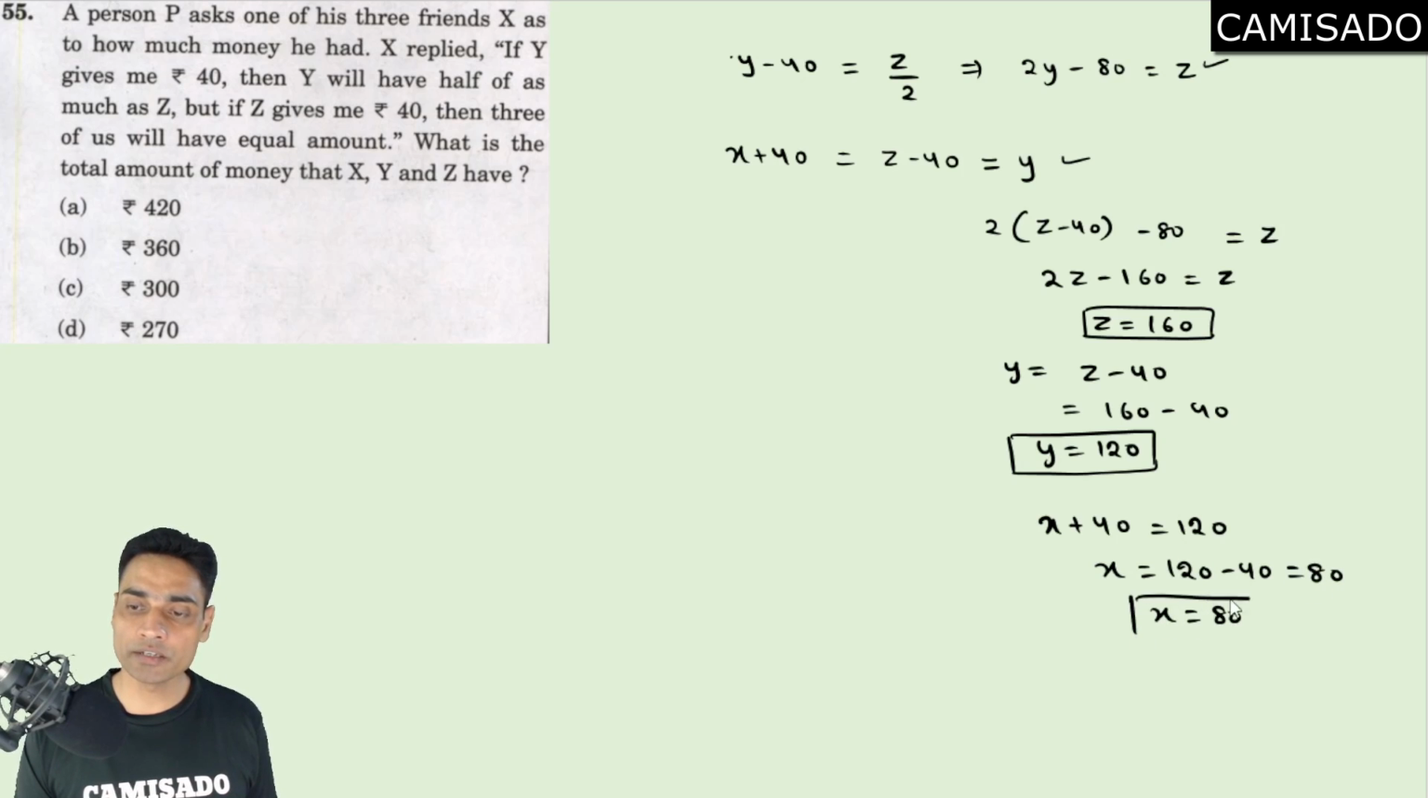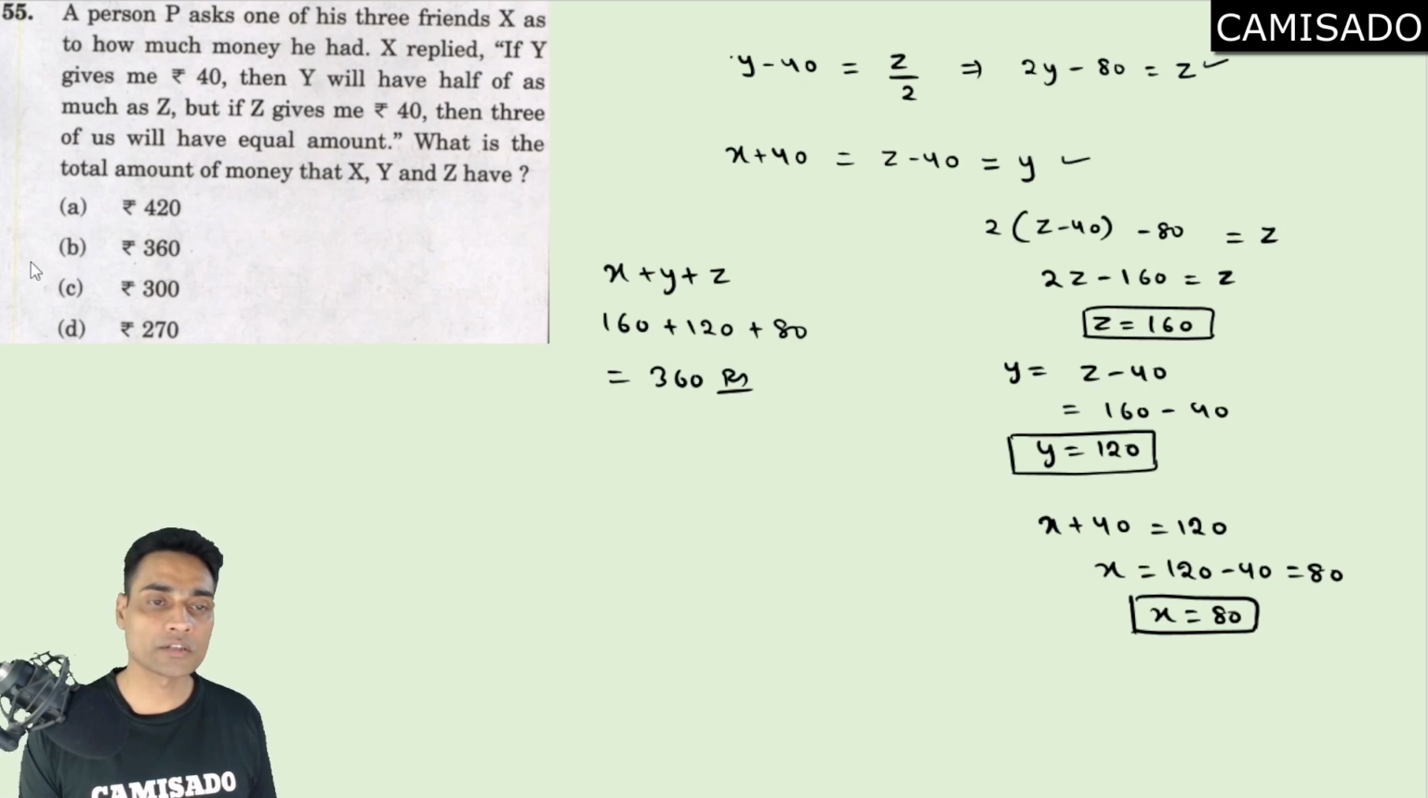So finally what we can say is Z has got 160 rupees, Y has got 120 rupees, and X has got 80 rupees. What is the total money? Total money is X plus Y plus Z, means 160 plus 120 plus 80. 80 plus 120 is 200, 200 plus 160 is 360, so 360 rupees is the answer. B is the correct option.